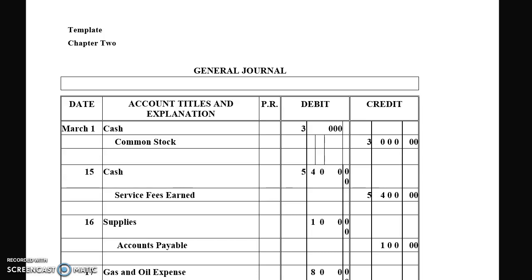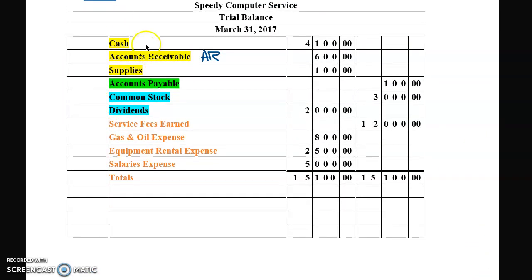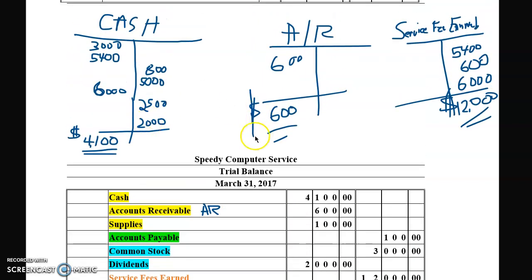This is part 2 of our chapter 2, part 2 of 3. And I was about to do the trial balance with you. What I did was create some T accounts in between videos. So let's walk through the cash.